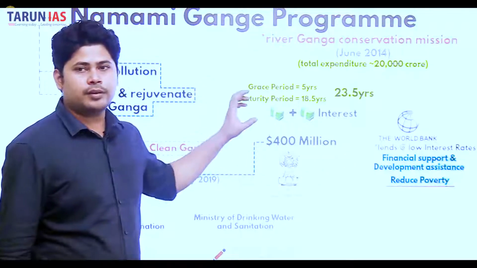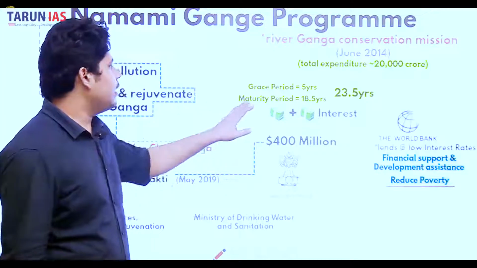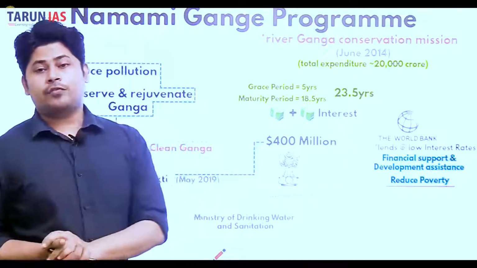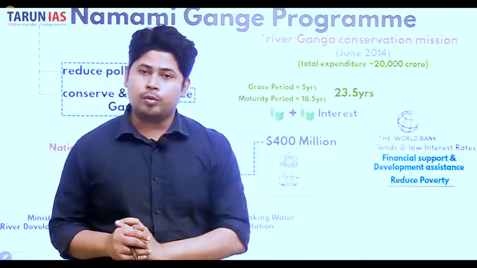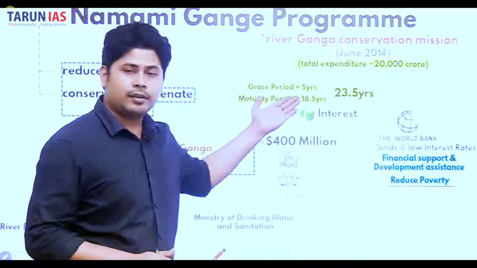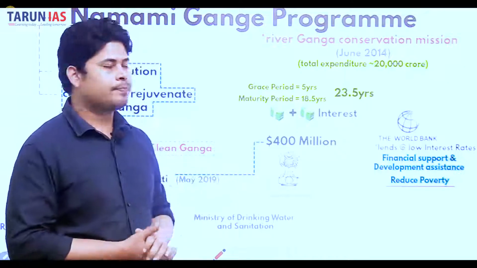With the maturity period, the total pay period for this loan is 23.5 years. Grace period of 5 years and maturity period of 18.5 years. Like for 5 years, we do not have to pay the loan back or the interest back. After 5 years, we will have to pay the loan in 18.5 years, the loan and interest both.